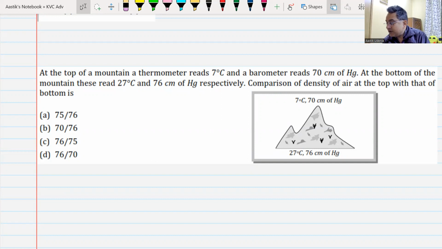At the top of a mountain, a thermometer reads 7 degrees Celsius and a barometer reads 70 centimeter of mercury. At the bottom of the mountain, these read 27 degrees Celsius and 76 centimeter of mercury. Compare the density of air at the top with that at the bottom. I'll give you 2 minutes to give me the answer.